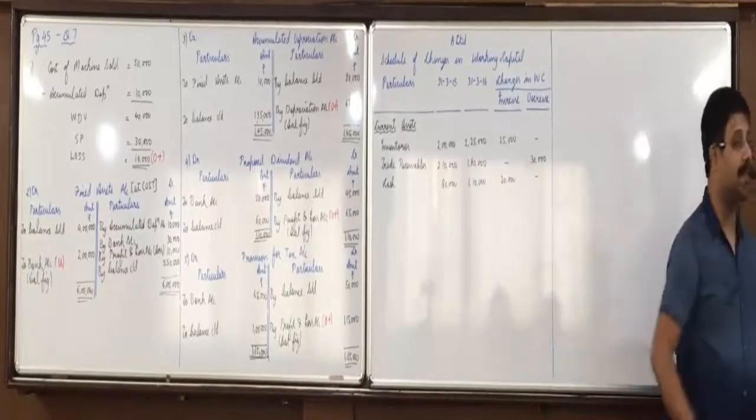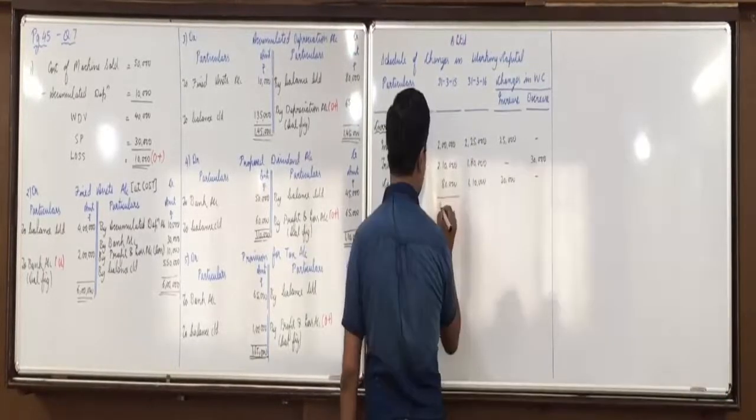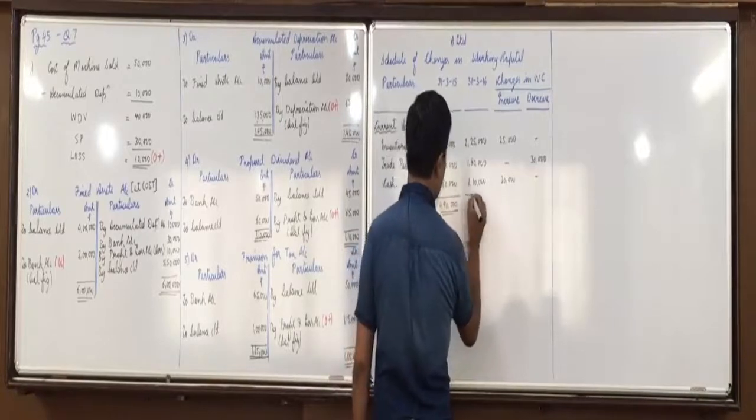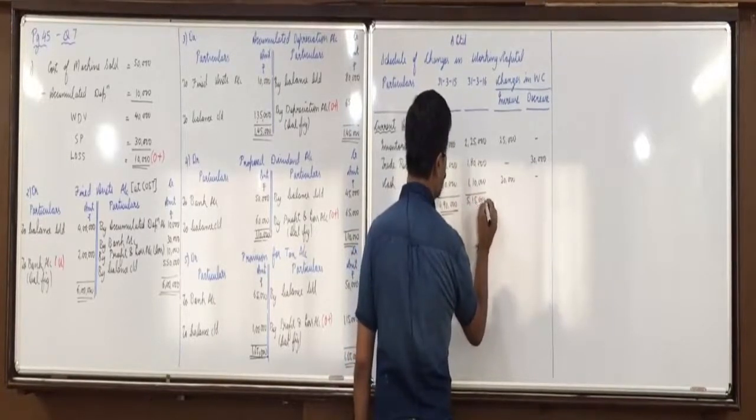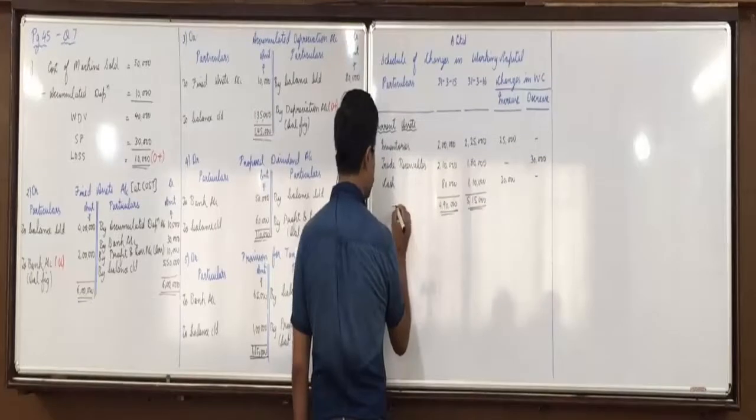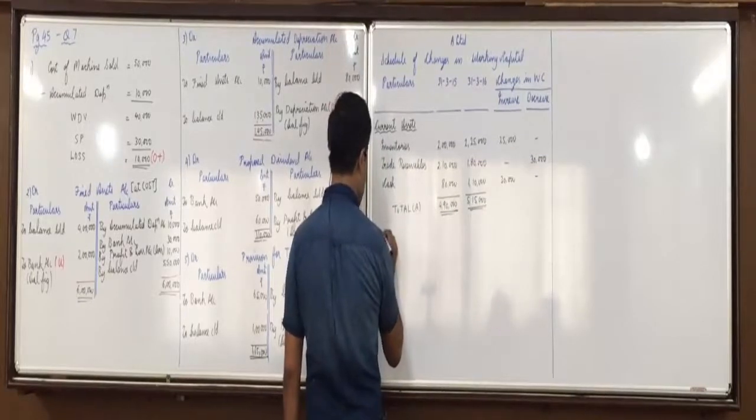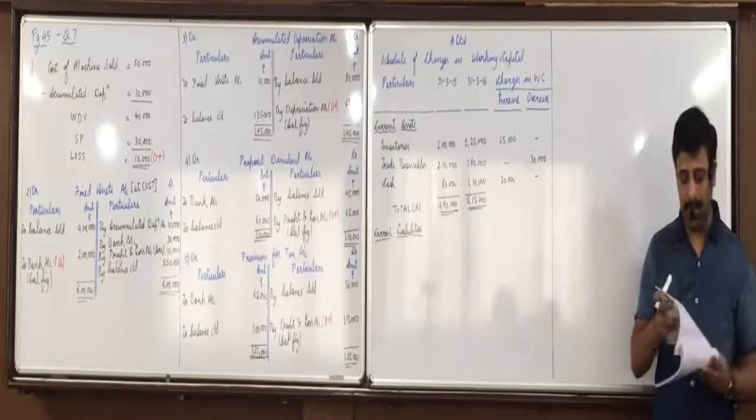Now all the current assets are done. We do the total: 4,90,000, 5,05,000, 5,15,000 total, and mark it as A. From that we will subtract current liabilities.